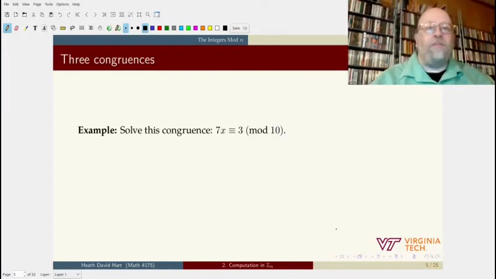So let's try solving a couple of congruences. 7 times x is congruent to 3 mod 10. So we could do this by brute force. Try every column.